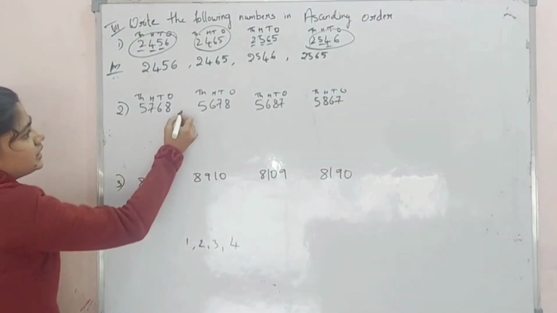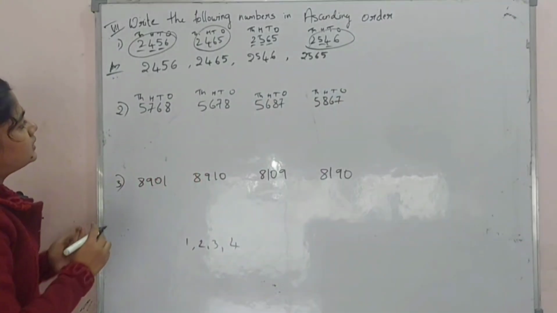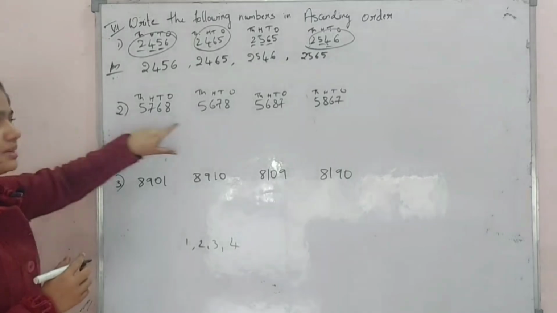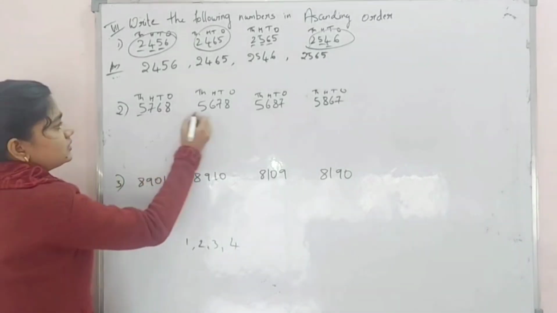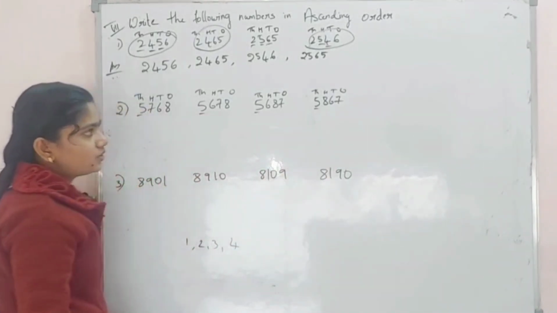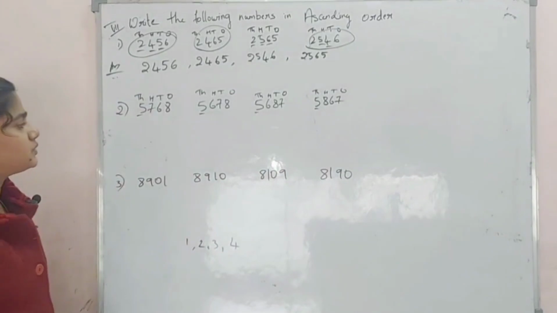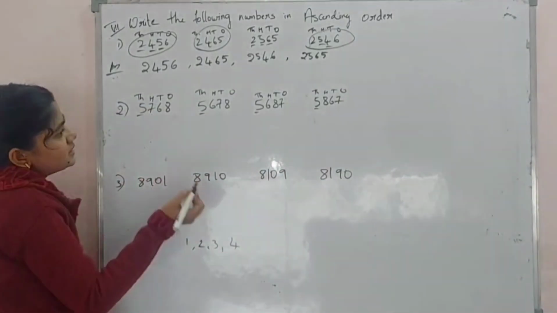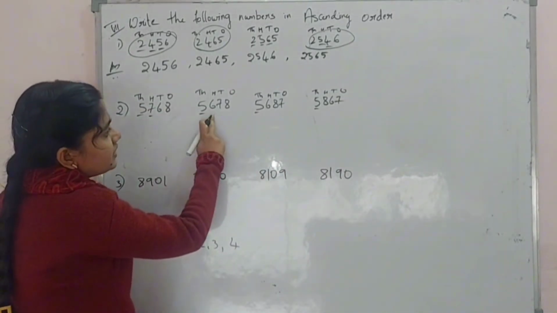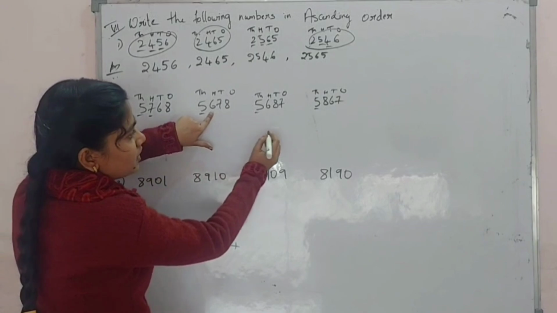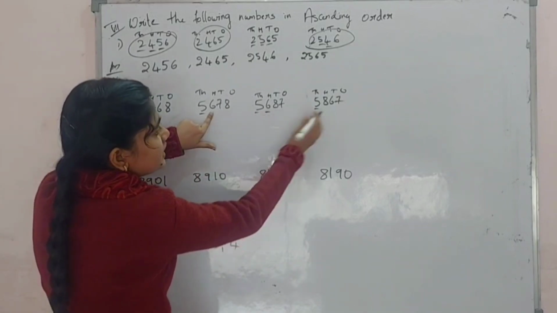Let me check with the 1000 place. Okay, let me check with the first 1000 place. All the numbers are equal, right? We cannot conclude here. So next we have to go with the hundredth place, which is the smallest number. Where is the smallest number? 7 we have, 6 we have. So this might be smallest. Here also we have 6. Correct? Here we have 8.